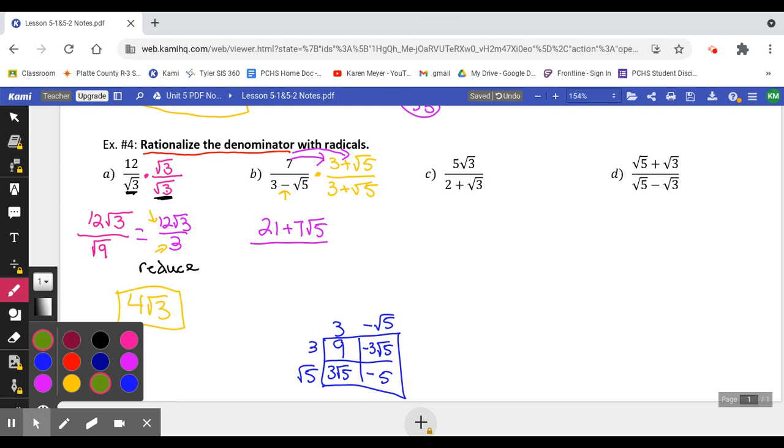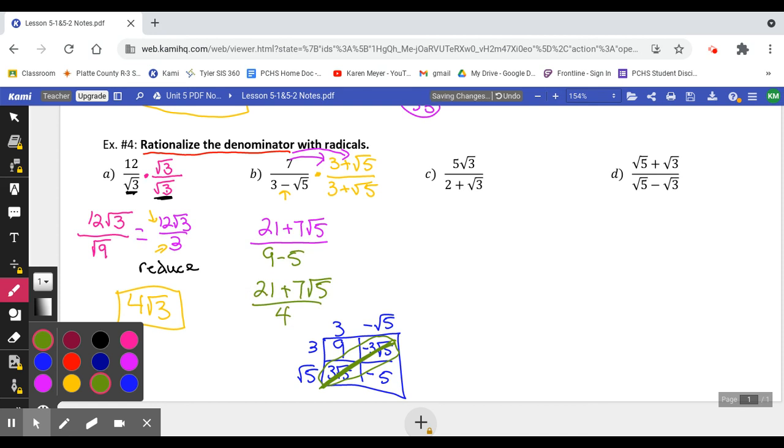And then when you look at your box, hey, look here at my like terms. They both have square root of 5s in them, but a positive 3 square root of 5 and a negative 3 square root of 5, they cancel out. So there's no square roots. So it's just 9 minus 5. And 9 minus 5 is 4.